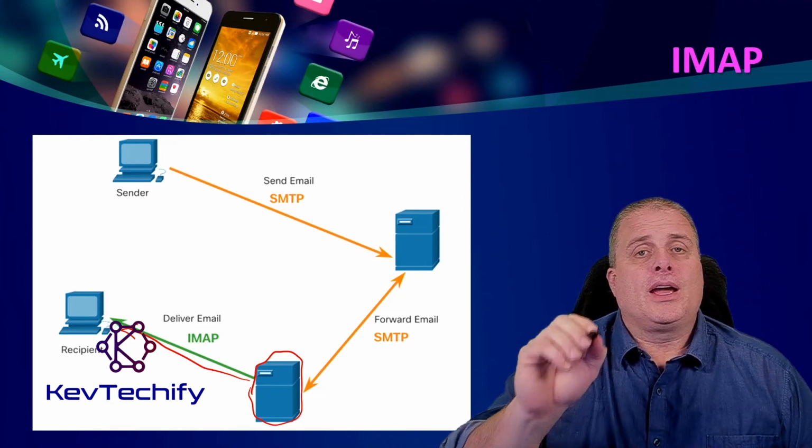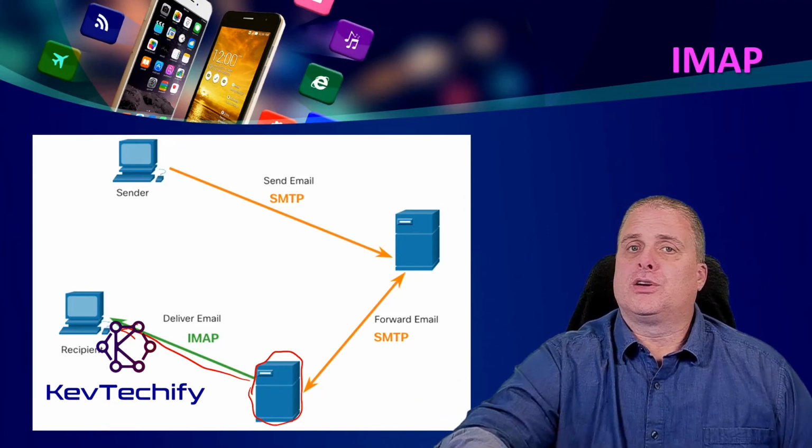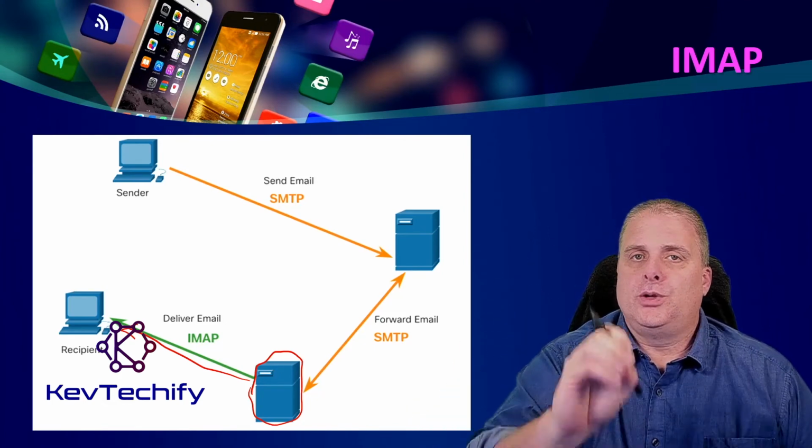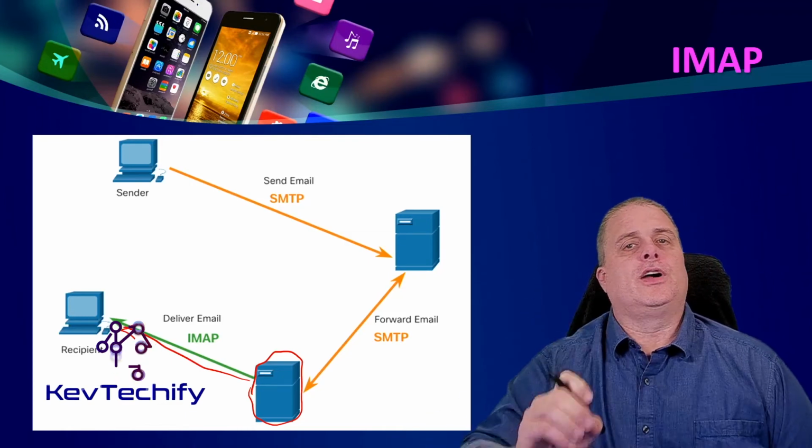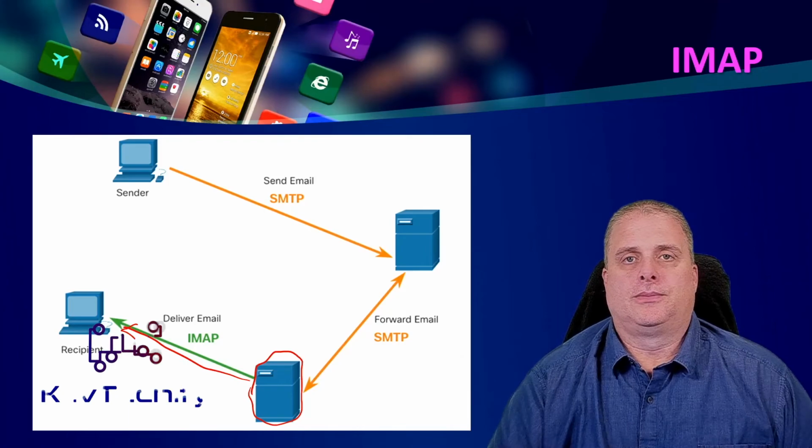Now, if we go back and use POP, it pulls it off of the server and downloads it to that one device. So you have to be on that device to see it. IMAP allows multiple devices to see your email.